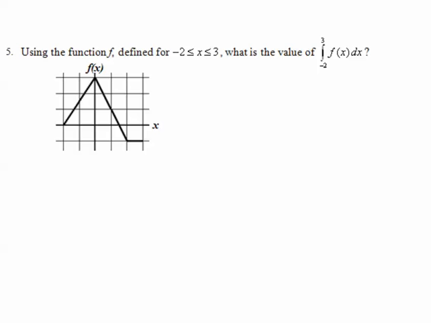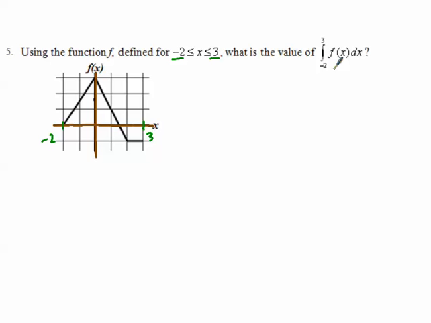Let's take a look at the next example. Using the function f defined for -2 to 3, notice where the x-axis is and the y-axis is. Just in case it's hard to tell, I will emphasize here there's the x-axis, and the y-axis, see it's as f of x, and the x-axis, see it's as x there. So we're only defined on this function from -2 to 3. From the origin, there's the -2, and there's the 3. What is the value of the definite integral of the function on -2 to 3?